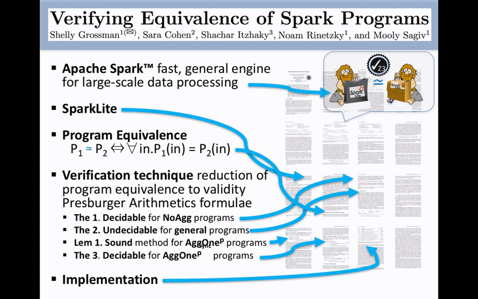Just to summarize, we handle verification of Spark programs, which are used to analyze large-scale data. We do it by looking at certain fragments written in Spark Lite, where we look for the equivalence of programs based on input-output relations. And we show that, in general, verification of equivalence is undecidable, but we have certain interesting classes for which we have sound, and in certain cases complete, techniques, which we implement using Z3 and verified successfully, and in some cases also fail to verify the equivalence of programs.